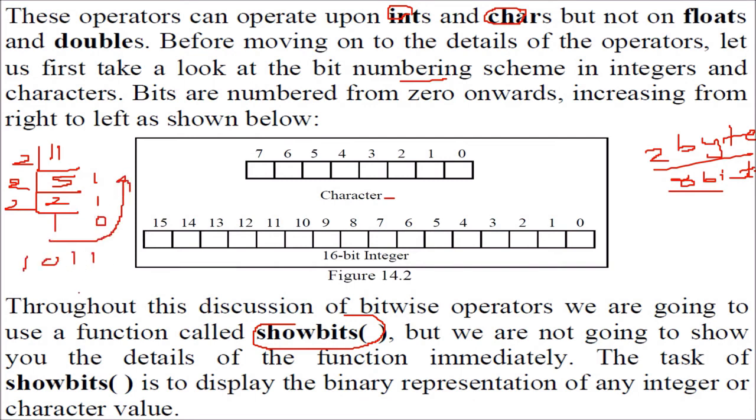One more way to show this: this location is 2 to the power 0, this is 2 to the power 1, this is 2 to the power 2, this is 2 to the power 3. So 2 to the power 0 into 1, 2 to the power 0 is 1 only, 1 into 1 is 1, plus 2 to the power 1 into 1, 2 to the power 1 is 2, 2 into 1 is 2, plus 2 to the power 2 into 0 is 0, 2 to the power 3 into 1 is 8. So 8 plus 2 plus 1 is 11. This is how the binary system works.